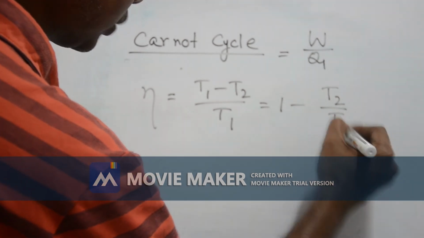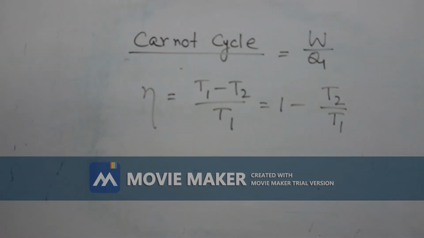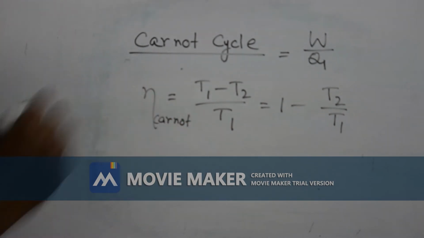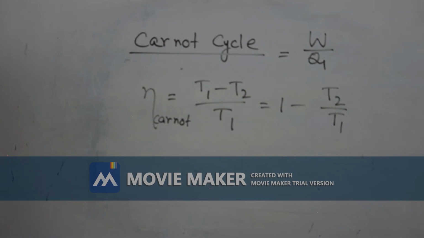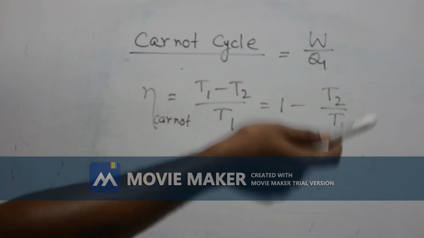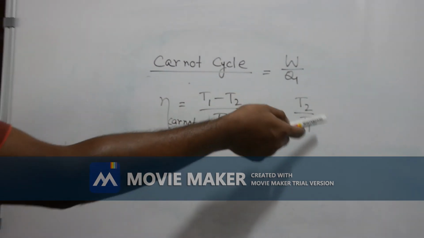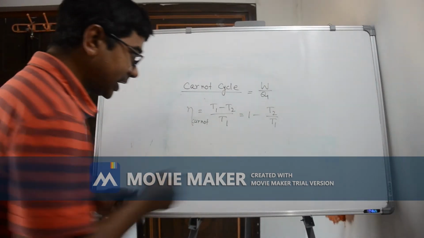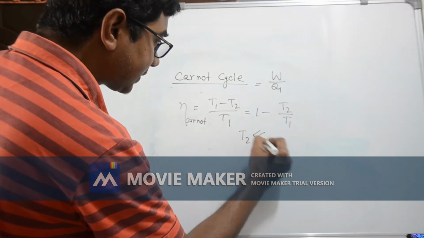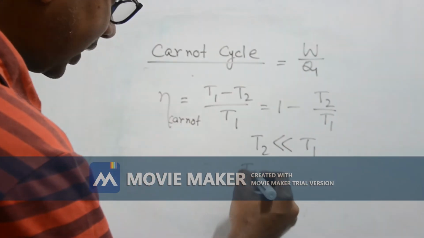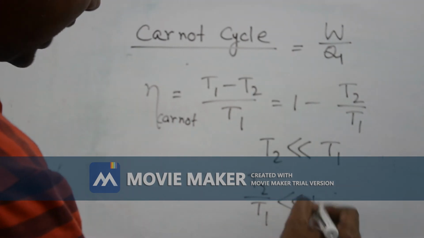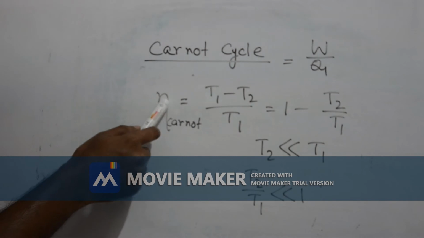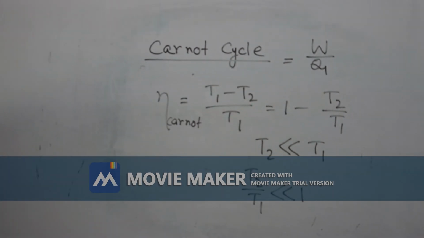So the question is, how can we maximize the efficiency of the Carnot engine? The answer is straightforward. We have to just maintain a huge temperature difference between the source and the sink, as simple as that. Because if T2 is very small compared to T1, then the corresponding ratio will be very small, and we can neglect this ratio with respect to 1, and this efficiency will be very close to unity.